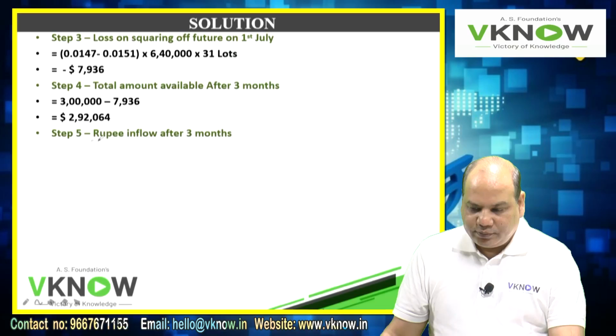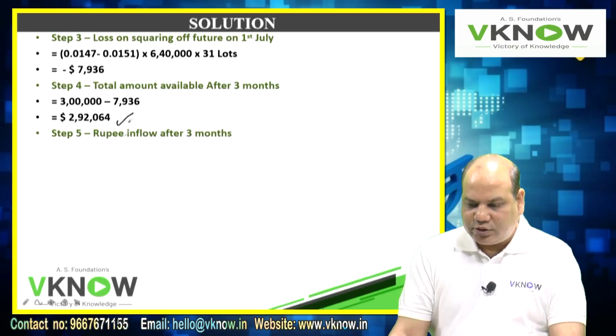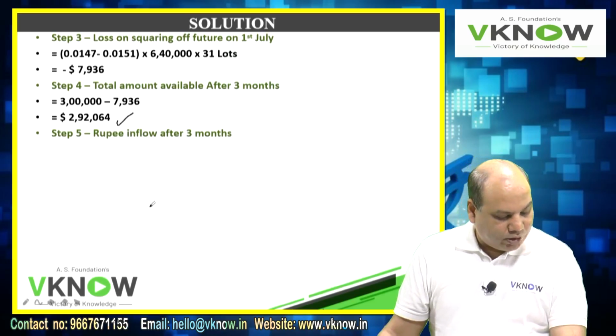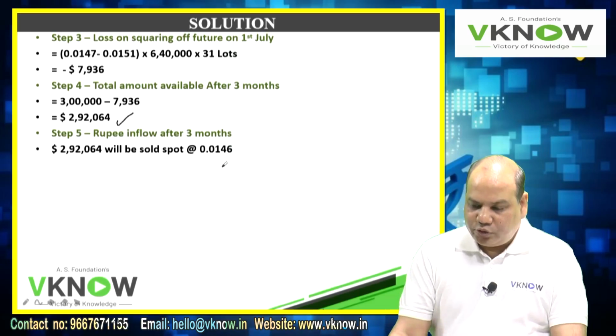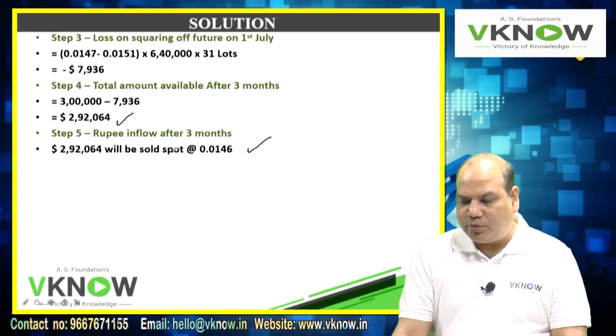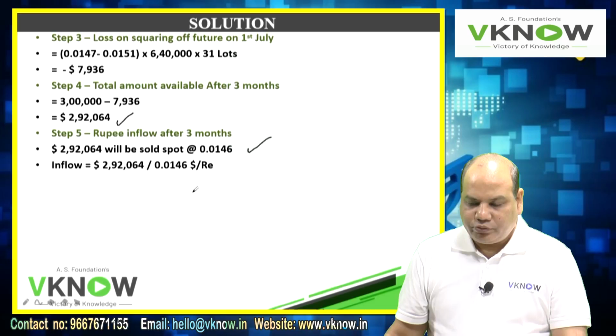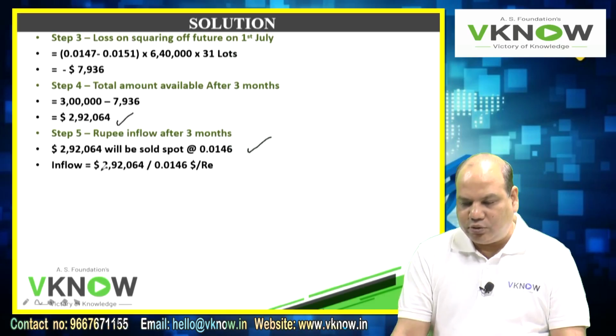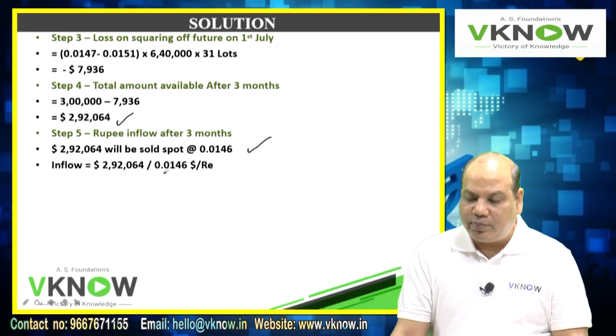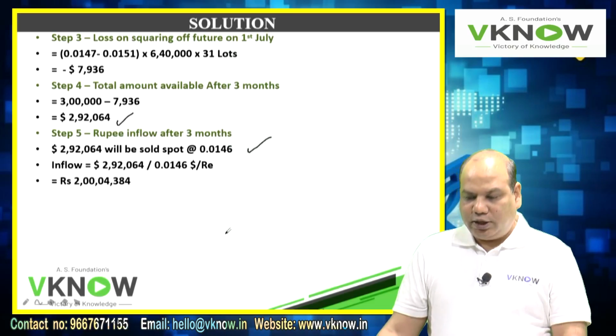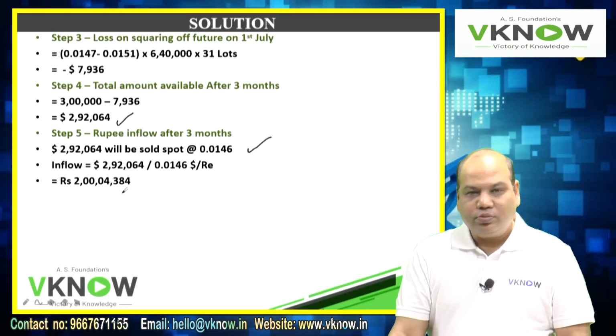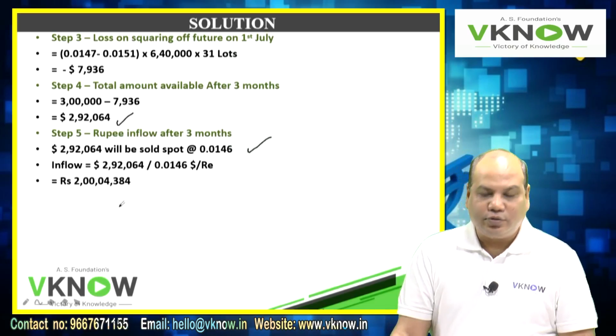Then write down step 5, rupee inflow after 3 months. This dollar I will sell in the spot market. Spot market rate is 0.0146 on maturity. So $292,064 will be sold at 0.0146 and converted into rupees. Rupee inflow equals $292,064 divided by 0.0146. That will give me rupees 2 crore 4,384.